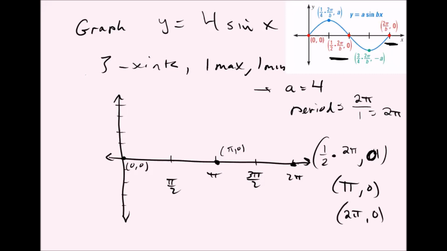Now we just have two more points to plot. The first one is going to be the height, so 1/4 times the period, comma a. So 1/4 times 2 pi, comma the amplitude, which is 4. So that's 2 over 4, that's 1/2 pi, or pi over 2, comma 4. So I'm going to write pi over 2, comma 4. So go over to pi over 2 and up to 4, put a dot.